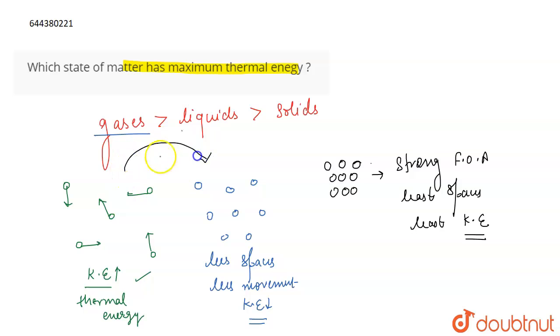So basically what happens is that gases have the highest thermal energy. When the temperature is decreased, the spaces are decreased, the molecules come closer and it converts to liquids and the thermal energy decreases a little. When the liquids convert to solids and the temperature is further decreased, the molecules come closer to each other, the spaces become less, and therefore the thermal energy also becomes less. So that's all for the question, and the state of matter that has maximum thermal energy is going to be the gaseous state.